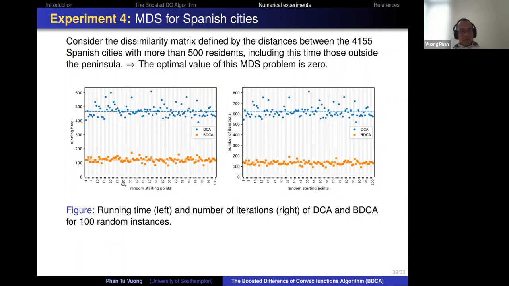On the vertical axis is the running time and the number of iterations, and on the horizontal axis is the random starting point, and here's the ratio. You see that BDCA is about 3 or 4 times faster than DCA.